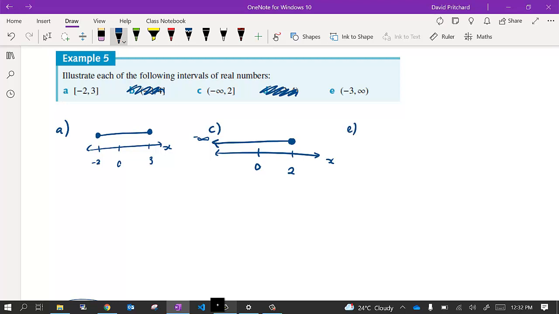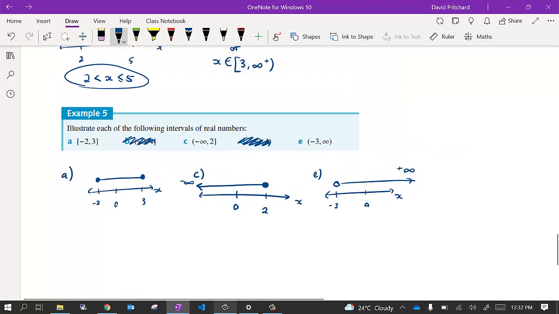Our last one, we're saying it's from -3, so we can put our number line again. We've got -3, we've got 0 here. It's not inclusive, so it's an open circle, and that's just going to go off to positive infinity. And that looks like I wrote something weird, so positive infinity.